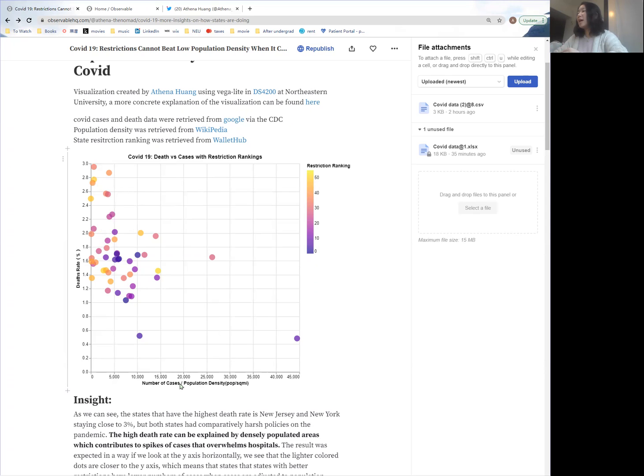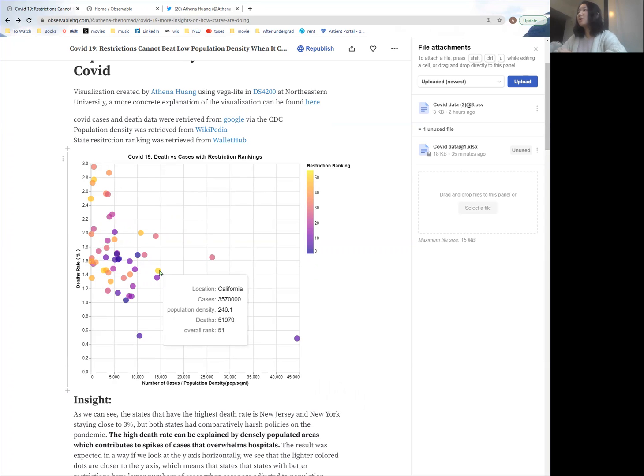But if we look at the x-axis now, it's the number of cases over population density. This outlier is Alaska, and Alaska has a population density of 1.3 persons per square mile, which is really not a lot. However, it has a lot of cases: over 70% of the population actually contracted COVID during the period that COVID has been a thing. That's why it's on the very edge of this graph. And then the second one is Texas.